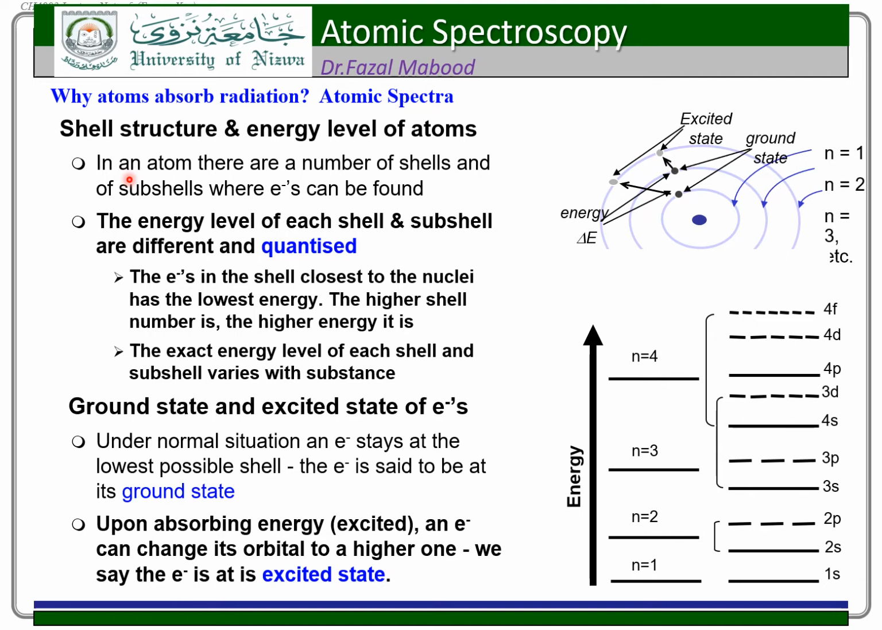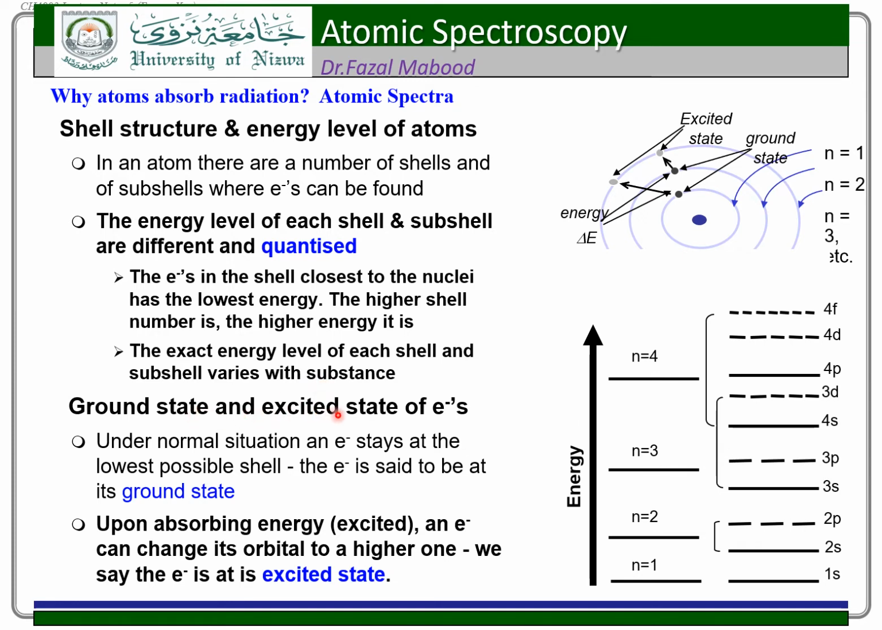In an atom there are a number of shells and subshells where electrons can be found. The energy level of each shell and subshell is different and quantized. Here you see this is having one type of energy, this shell is having another type of energy, because you see they have the energy difference. The electrons in the shell closest to the nucleus have the lowest energy. The higher the shell number is, the higher the energy it is. The exact energy level of each shell and subshell varies with the substance.